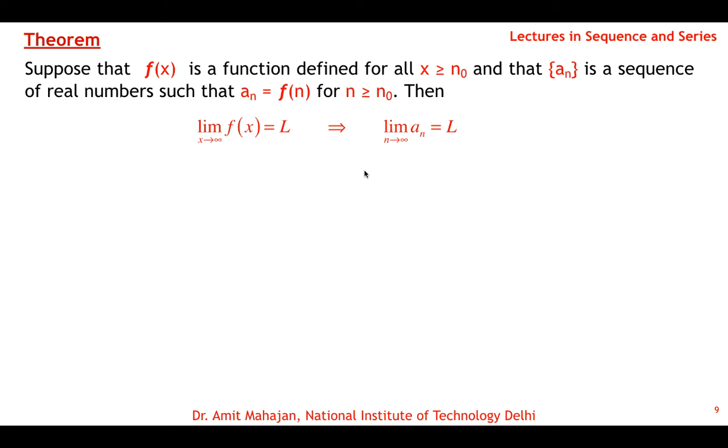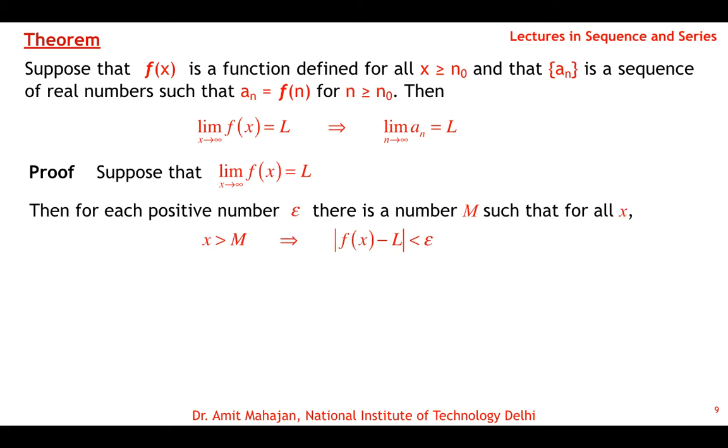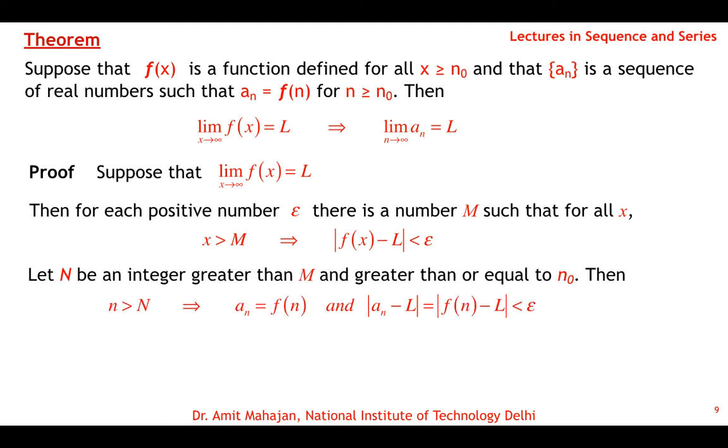Now we can prove this. Suppose that the function converges to L. By the definition of convergence of a function, for each positive number epsilon there is a number m such that for all x greater than m, the function lies within epsilon distance from L. That's the definition of convergence of a function for x going to plus infinity.